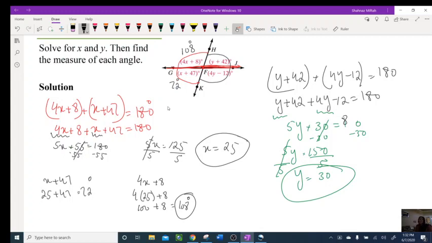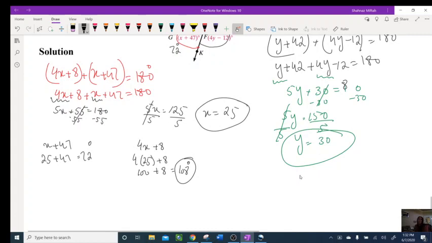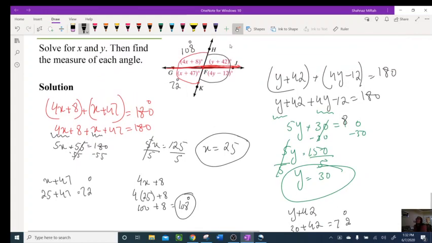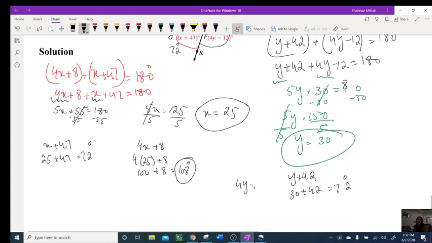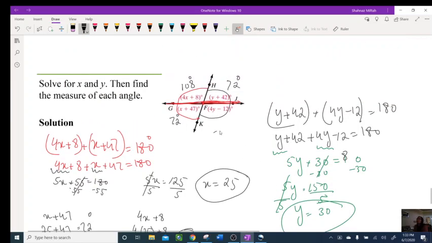Now you do the same thing with the y ones. If I have, for example, y plus 42, plug in 30 plus 42, that will give me 72 degrees. So y plus 42 is 72 degrees. Let's go back for the other one. We have 4y minus 12, plug in y 30 minus 12. So 30 times 4 will give me 120. Subtract 12 will give me 108 degrees. So this one is 108 degrees. There you go.